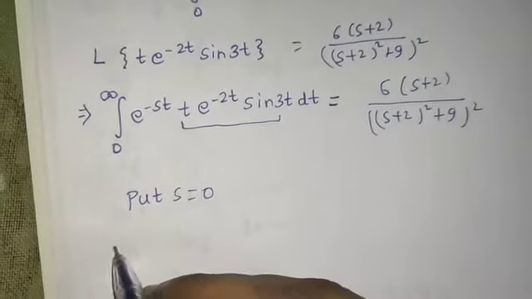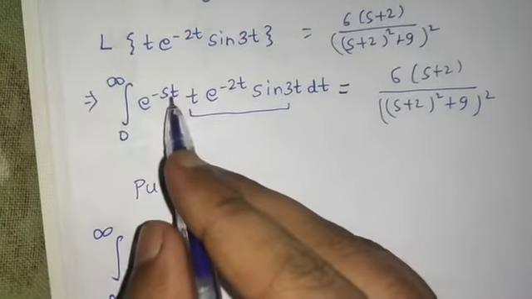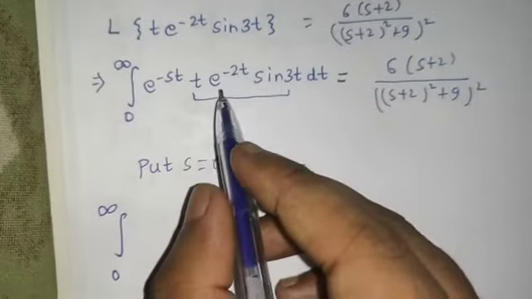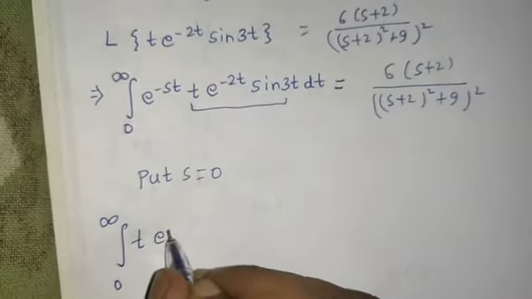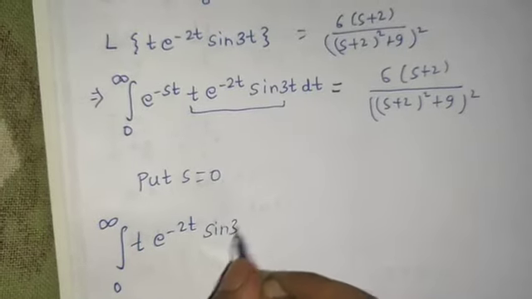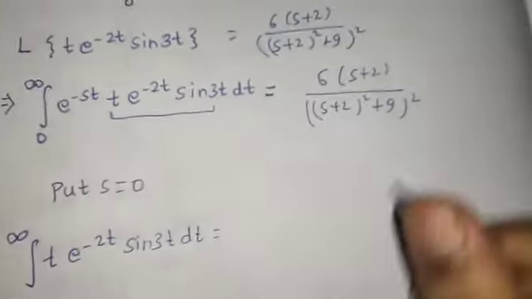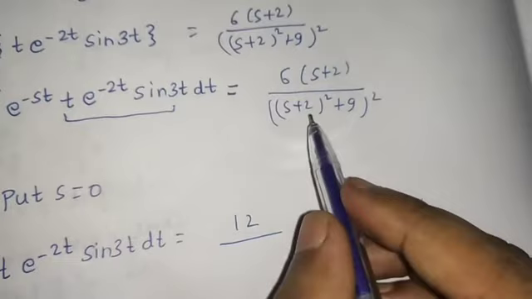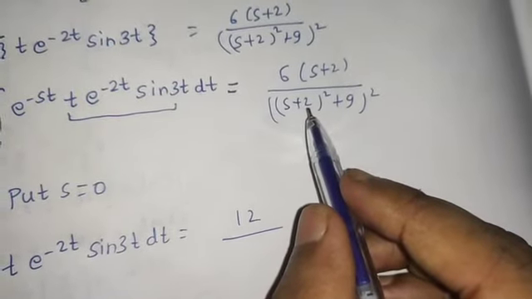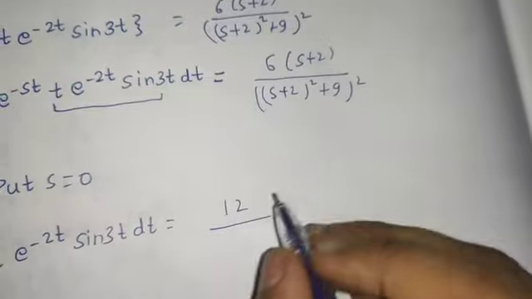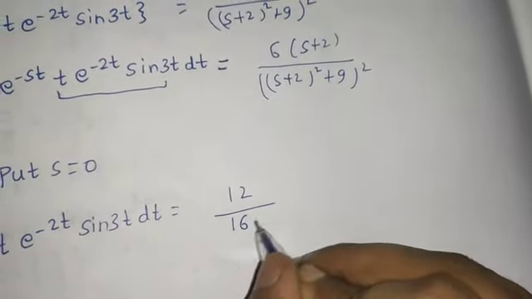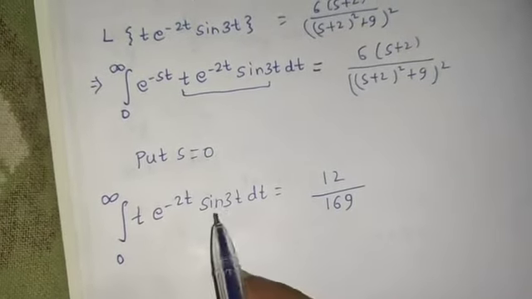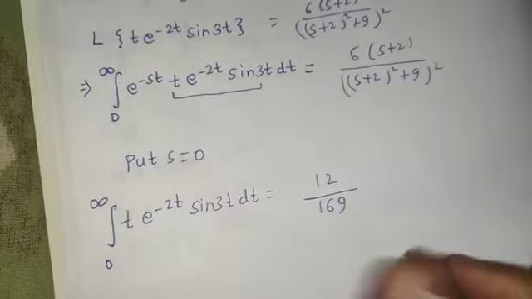So once you do so, you will get 0 to infinity. If you put s equals to 0 here, this will become e power 0, which is 1. And here you will get t e power minus 2t sin 3t, which you always want. And putting s equals to 0 here, you will get 12 divided by, this is 0 plus 2, which is 4 plus 9, 13 square, which is 169. So the value of this integral t e power minus 2t sin 3t is coming out to be 12 upon 169.